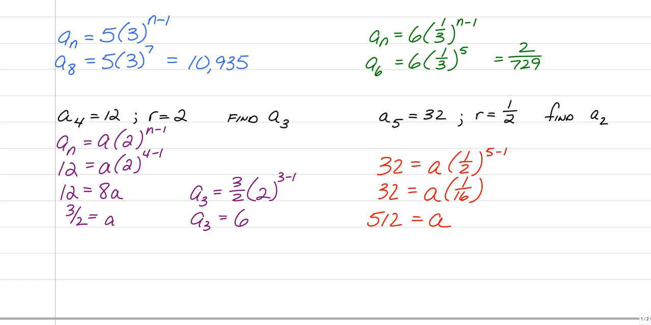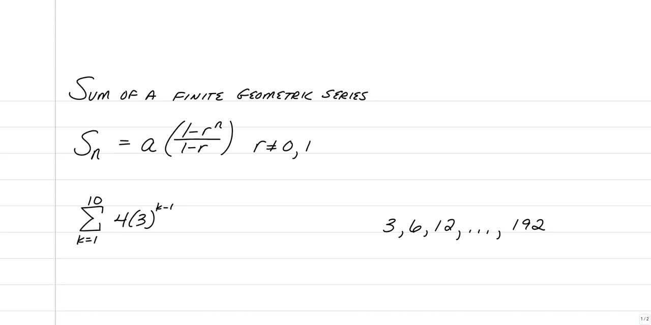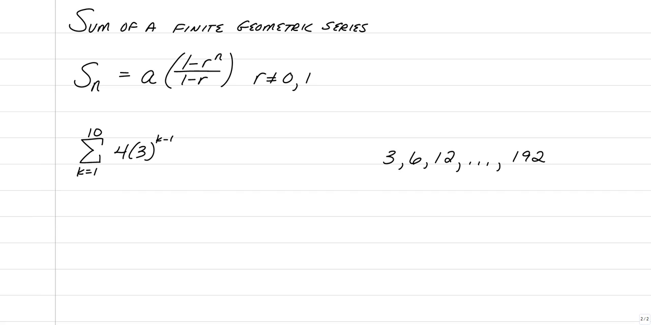All we have to do is substitute it in to find the second term. So a sub 2 is equal to our first term, which is 512, times our rate, 1/2, raised to the 2 minus 1 power, which is just 1. So half of 512 is going to give us 256. Okay? So again, that's how you use the formula to find the first term and then use that new term to find other terms.